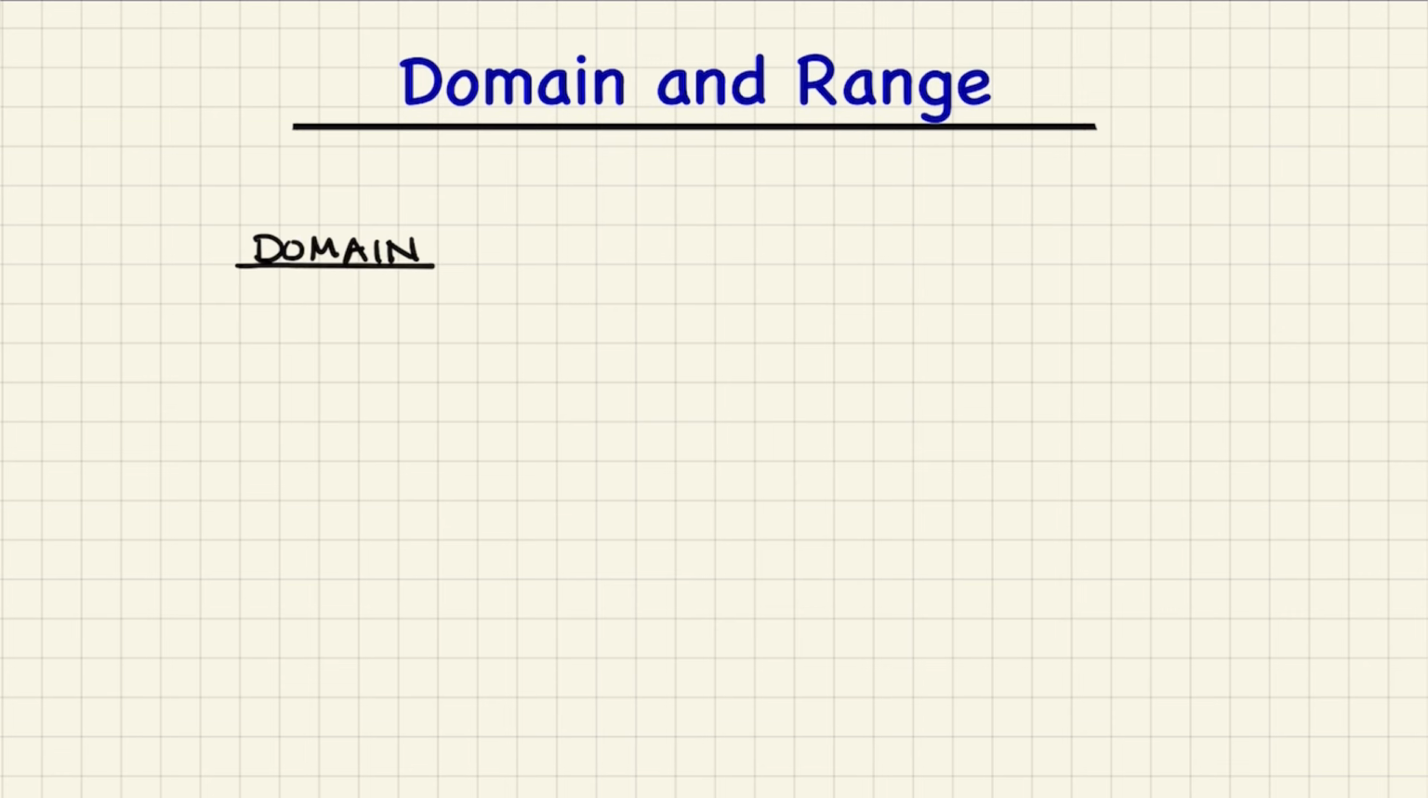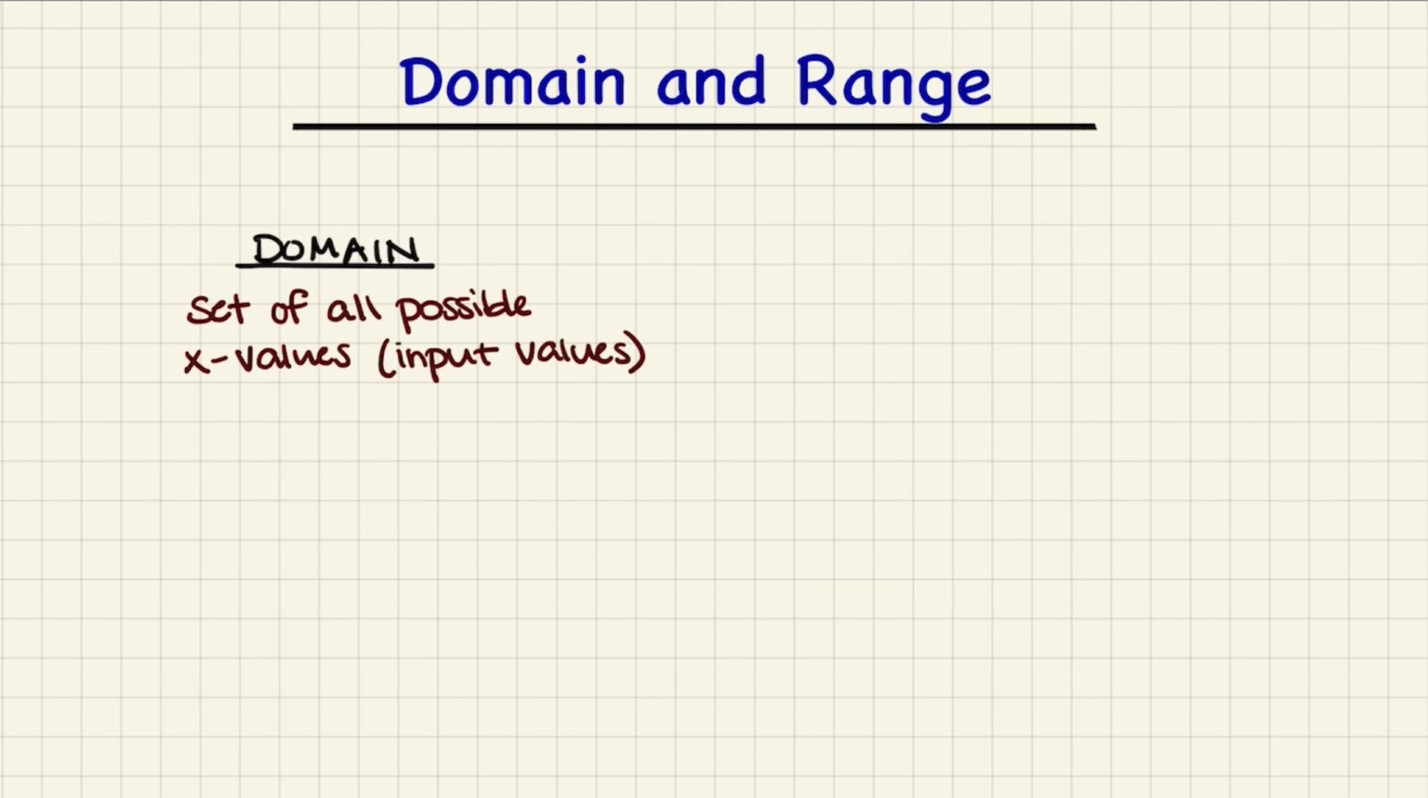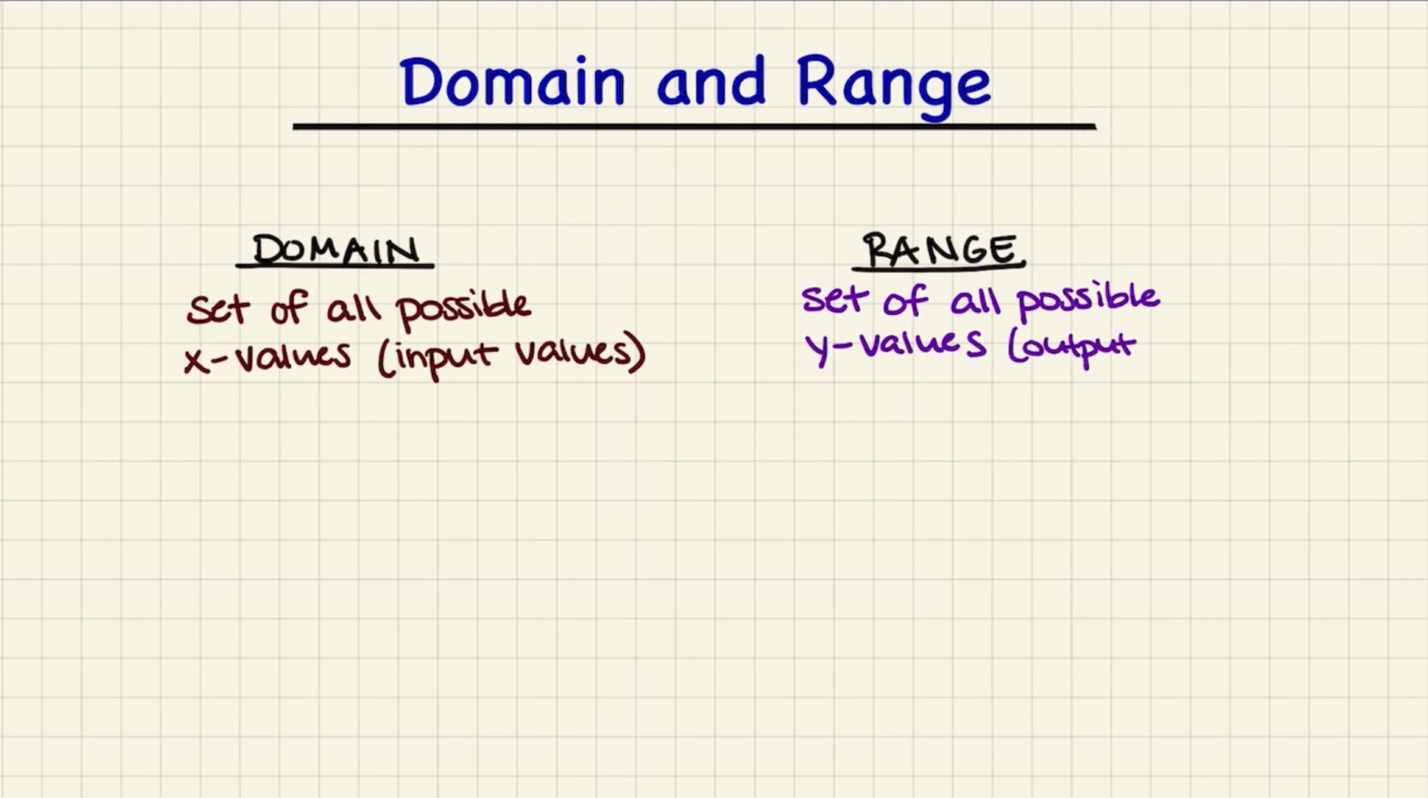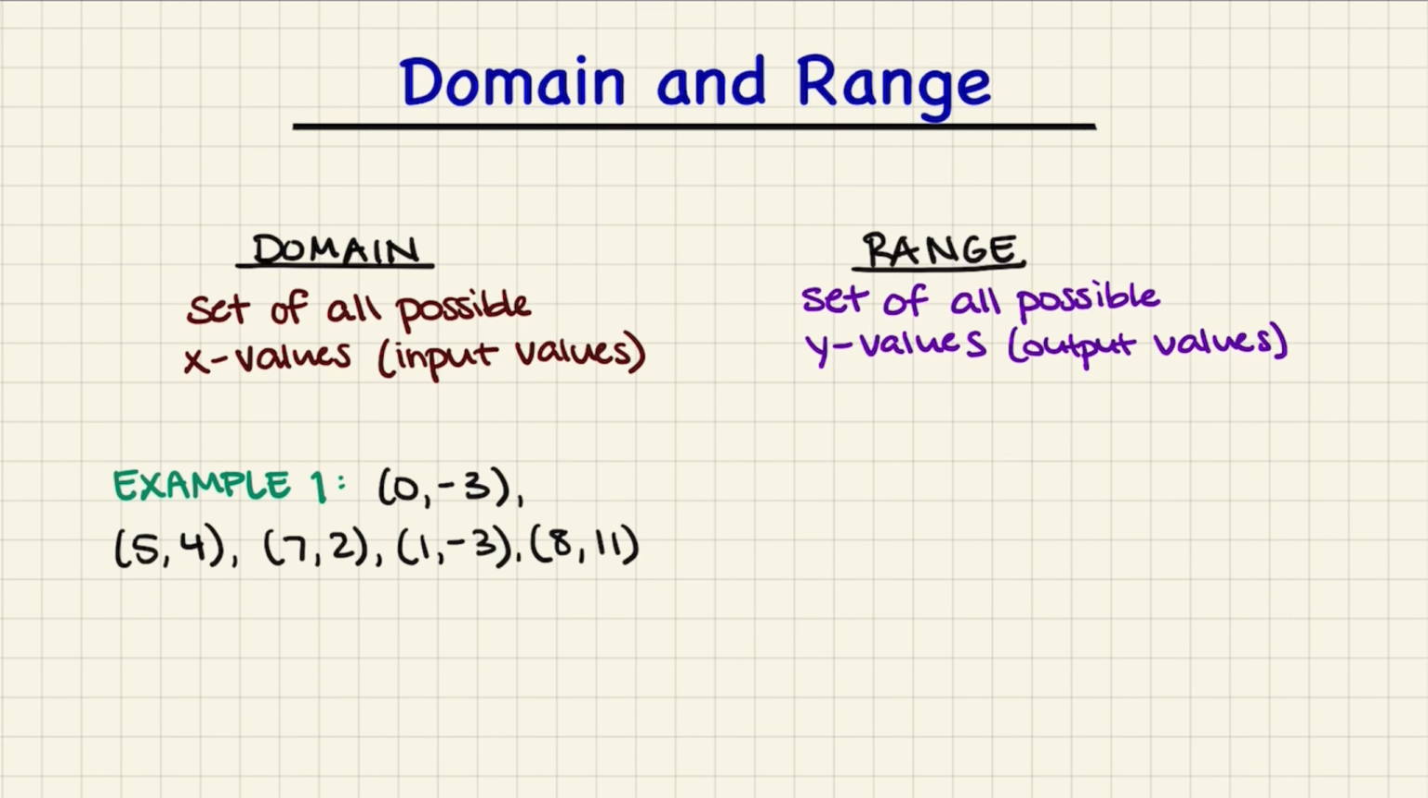The domain is the set of all possible x values or input values. And the range is the set of all possible y values or output values. So let's go over some examples.